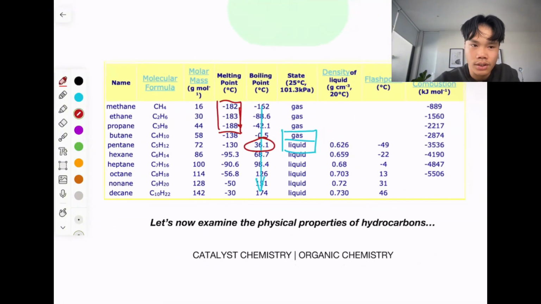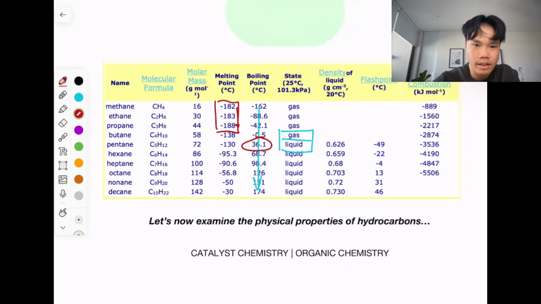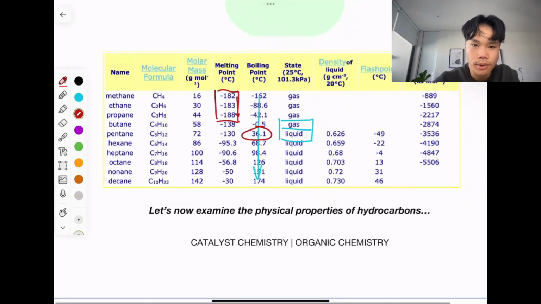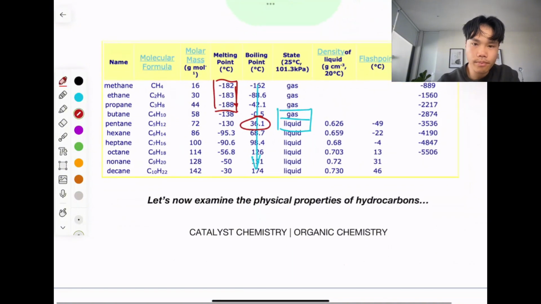I doubt they'd ask it on those three melting points though. Okay. And typically they do ask boiling point for the most part. Yep. Okay.